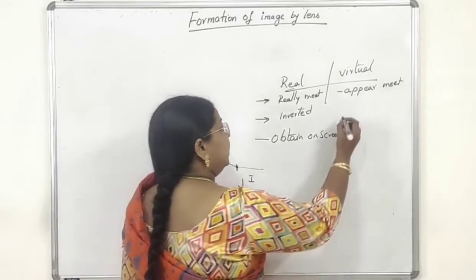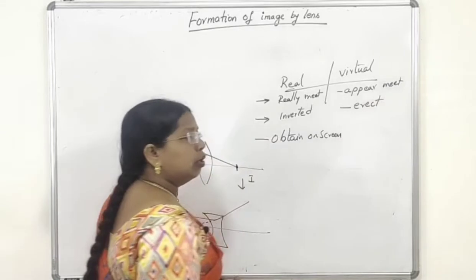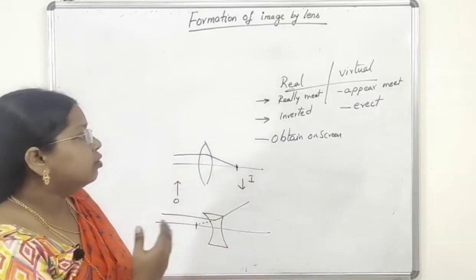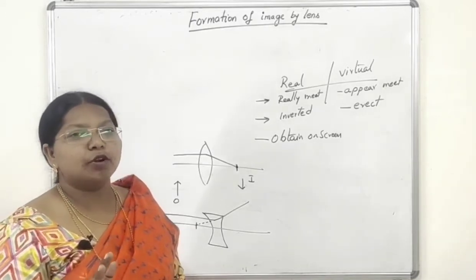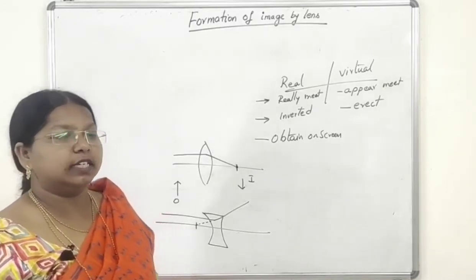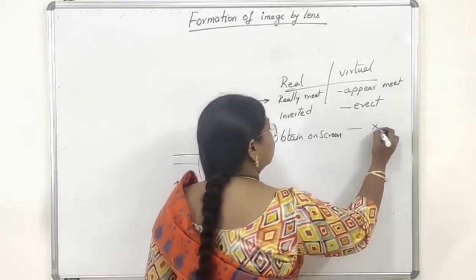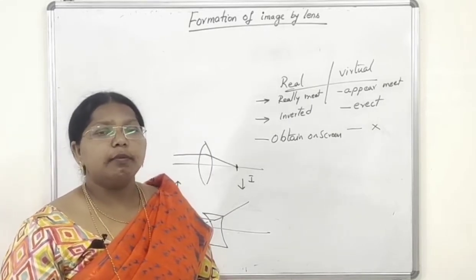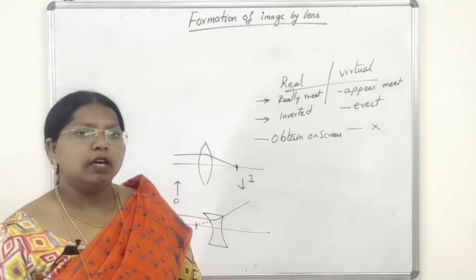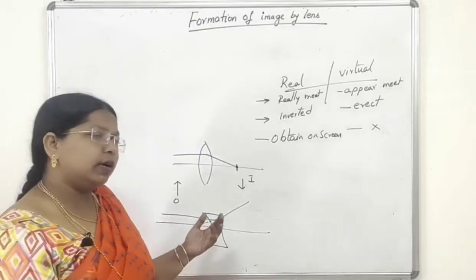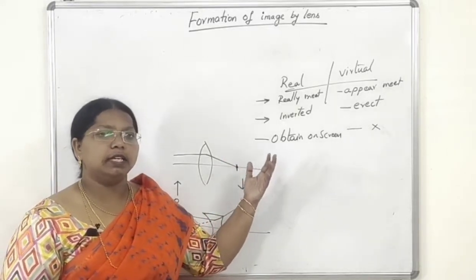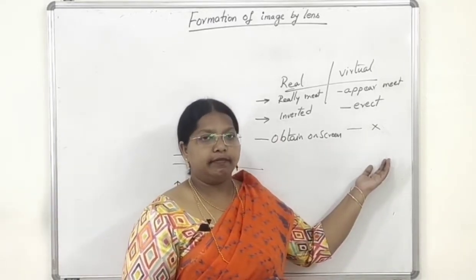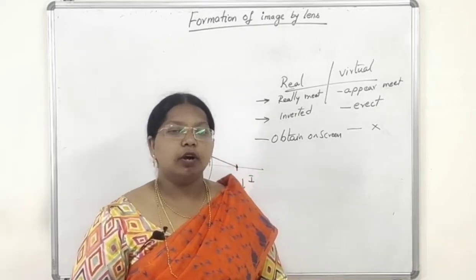They all are erect. They are not inverted, they are erect, straight. Next one, if we keep the screen, a virtual image is not obtained on the screen. Generally, the real images are formed by convex lens. Convex lens also forms a virtual image in one case, we will see all those things. And virtual images are formed by concave lens.